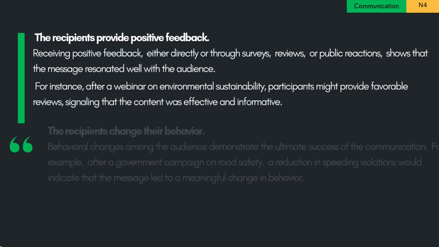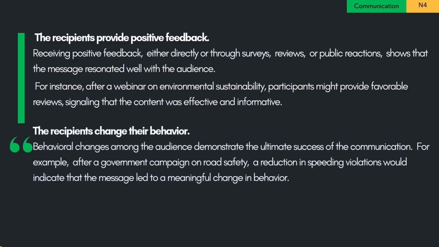5. The recipients change their behavior. Behavioral changes among the audience demonstrate the ultimate success of the communication. For example, after a government campaign on road safety, a reduction in speeding violations would indicate that the message led to a meaningful change in behavior.